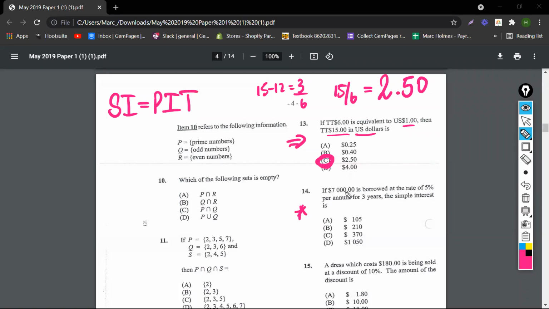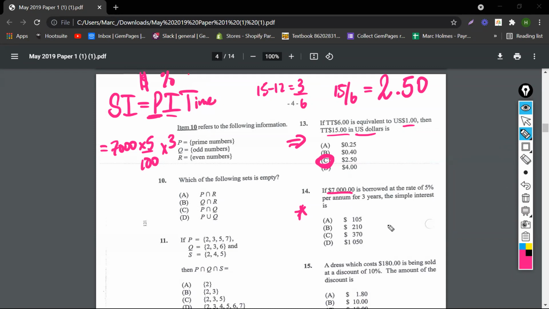So it says here $7,000 is borrowed at the rate of 5% per annum for 3 years with simple interest. What is the simple interest, guys? Remember the formula is PIT. P is the principal, which is the 7,000. I is the rate of interest, so that's 5 over 100, times T, which is the time, and that's the 3, right? They call it principal, guys, but principal means the money. I is the interest, the percentage, and T is the time, right?